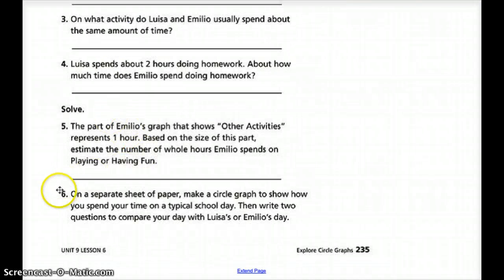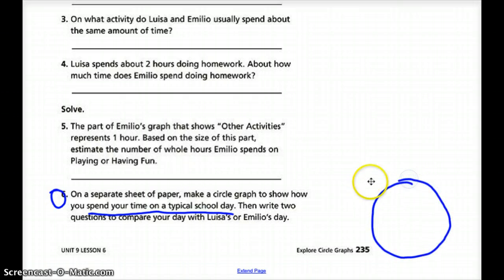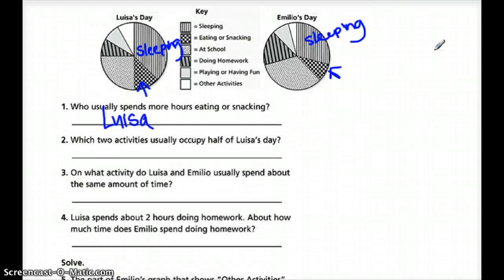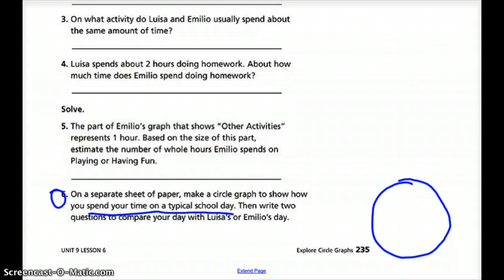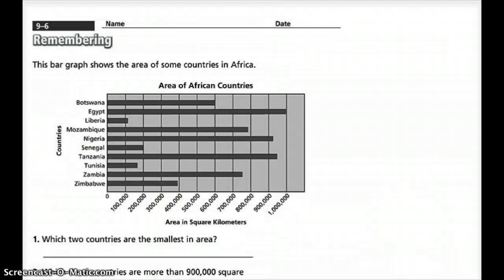Number 6 says, on a separate sheet of paper, make a circle graph to show how you spend your time on a typical school day. Then write 2 questions to compare your day with Luisa or Emilio's. So you're going to make your own circle graph and show how you spend your day. How much time of your day do you spend sleeping? Okay. And then on the back side, we have a bar graph.